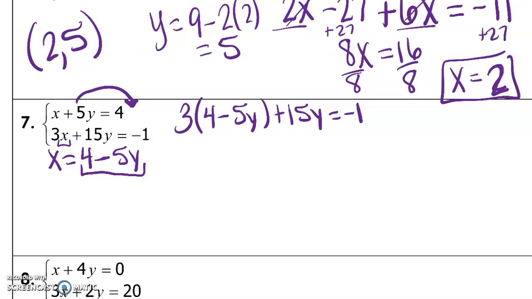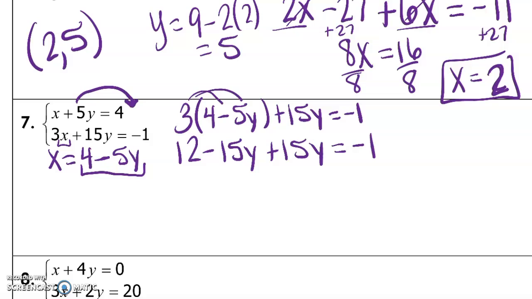So again, just making sure you know to get one of the variables by itself and then plug that into the other equation is the hardest part. And then after that, it's just distributing, combining like terms, and solving. So this becomes 12 minus 15y plus 15y is equal to negative 1.